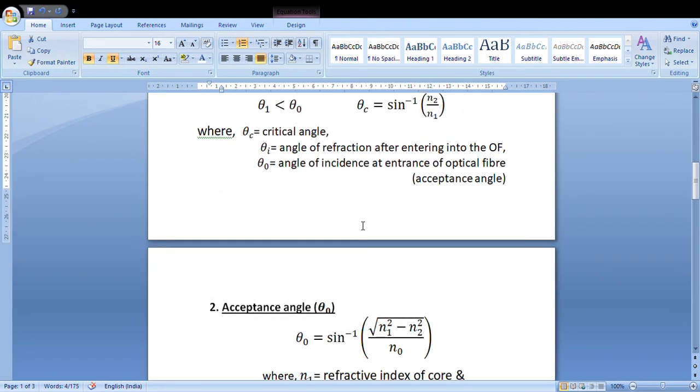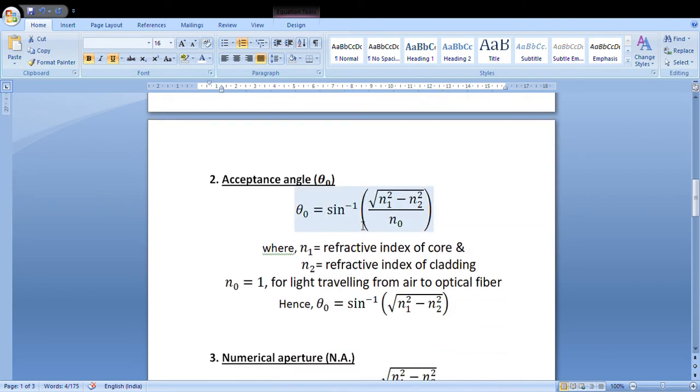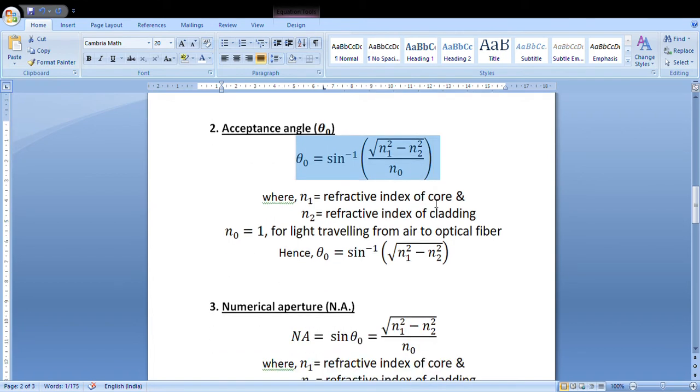Now the other topic which you will quite often discuss and deal with problems on is acceptance angle. Acceptance angle and numerical aperture are very close topics, because the angle at which an optical fiber accepts light entering into the system is called the acceptance angle, and sine of that angle gives you the numerical aperture, as simple as possible. Now theta naught is equal to sine inverse of root of n1 square minus n2 square by n naught. This is the basic equation for your acceptance angle.